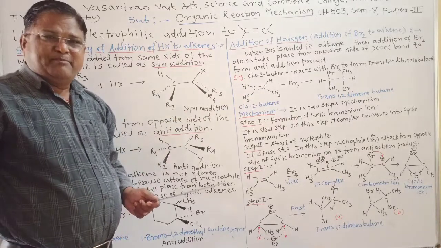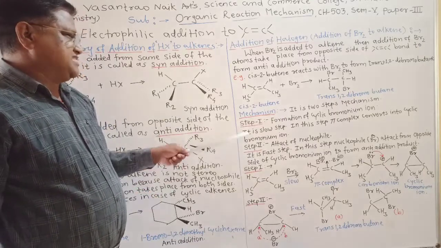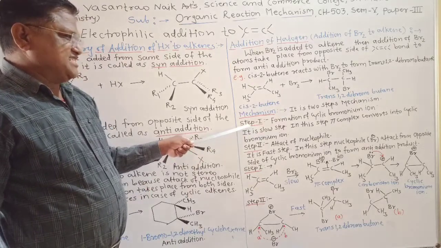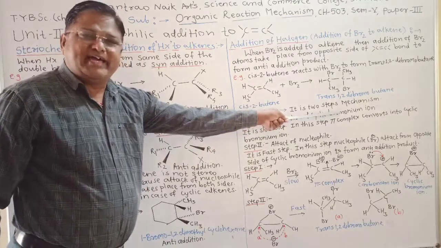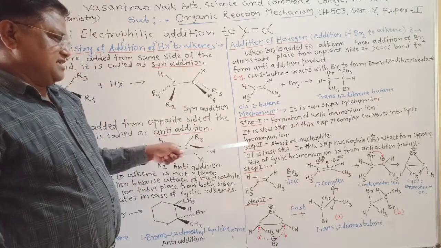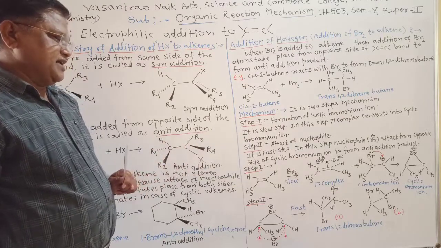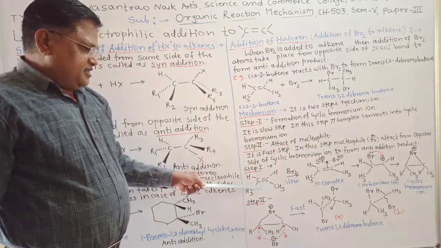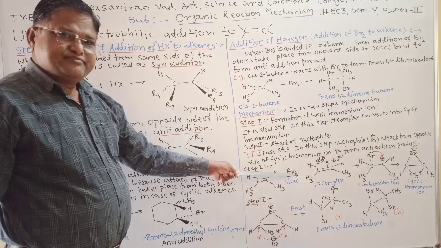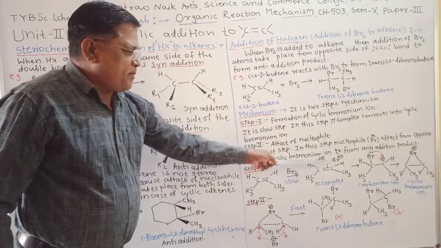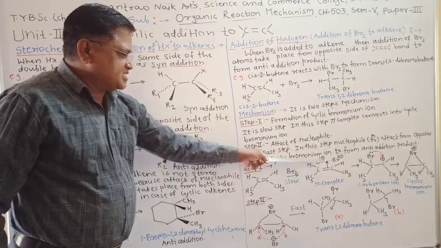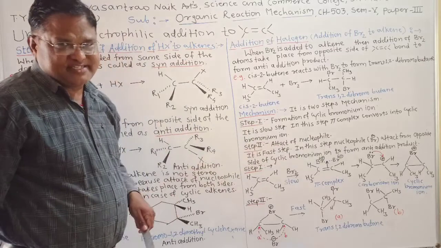This mechanism has two steps. First step is slow step. In this first step, formation of cyclic bromonium ion takes place. Now what happened in the step first? In the step first, this alkene approaches to bromine, and therefore this Br2 molecule gets polarized. It carries positive charge as well as negative charge.